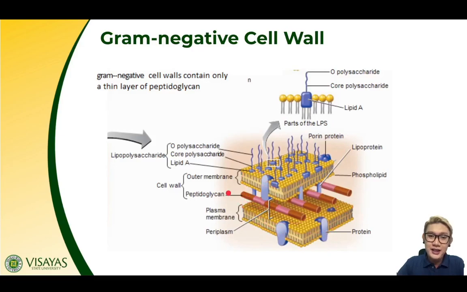So the peptidoglycan is like a filling between these sandwiches or between these lobes. So they make up a sandwich with a peptidoglycan filling. So actually the outer membrane together with the peptidoglycan makes up the cell wall of this gram-negative bacterial cell. Now the gram-negative bacterial cell wall has an outer membrane with LPS that are embedded in the phospholipid bilayer. So the LPS or the lipopolysaccharide is composed of the lipid A, core polysaccharide, and O polysaccharide.